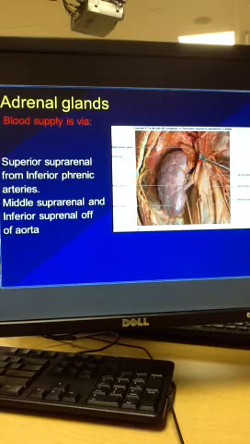Here you can see a cadaver, and here is the adrenal gland right here. And it sits right above the kidney. This is the right kidney right here.